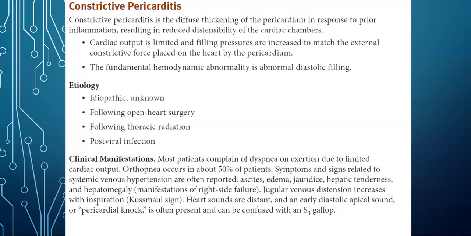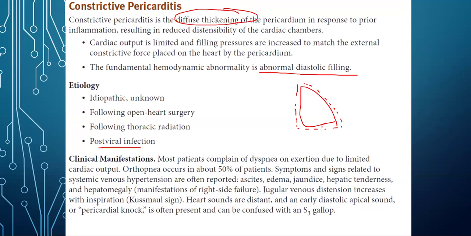Next, constrictive pericarditis. Not very important, but just remember constrictive pericarditis means the pericardium becomes very thick. Now, this is the heart, and the outer covering of the heart is the pericardium. Heart needs to relax, and if the heart needs to relax, the pericardium also needs to relax. But what if the pericardium gets rigid and stiff? Then the heart cannot relax properly. So in this kind of patient, again, the problem will be abnormal diastolic filling, because the pericardium has reduced elasticity or reduced distensibility. Many times it can be related to post-viral infection, it can be idiopathic, or it can happen after open heart surgery.